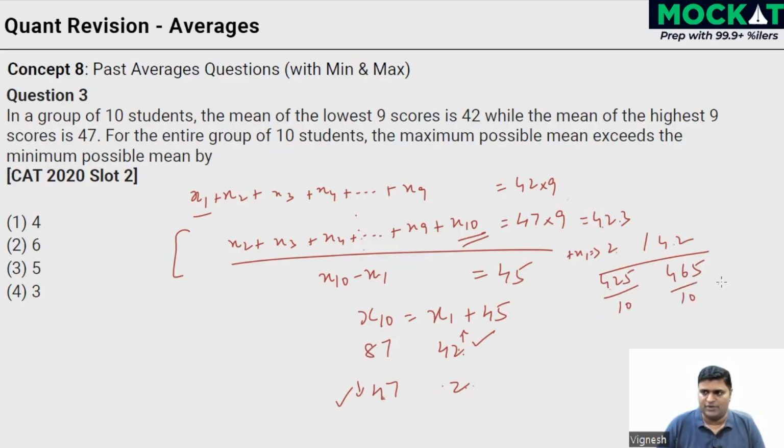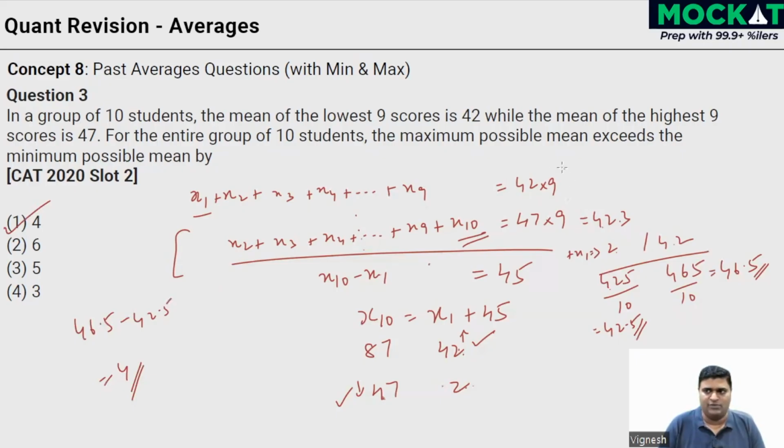Divide by the number of terms, and I'm getting 42.5 and 46.5, the lowest possible average and the highest possible average. x2 to x10 is fixed. For the missing fellow x1, I have to find the highest and lowest possible values, and these are the values. Plug it in over here. 42.5 and 46.5 are the lowest and highest possible averages. The difference between them is 4. 46.5 minus 42.5 equals 4. That's the answer for this question.